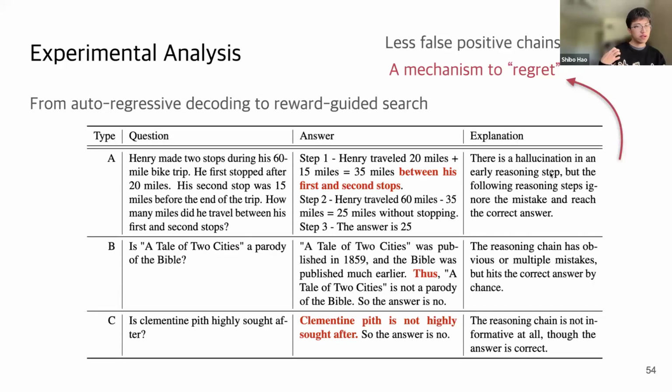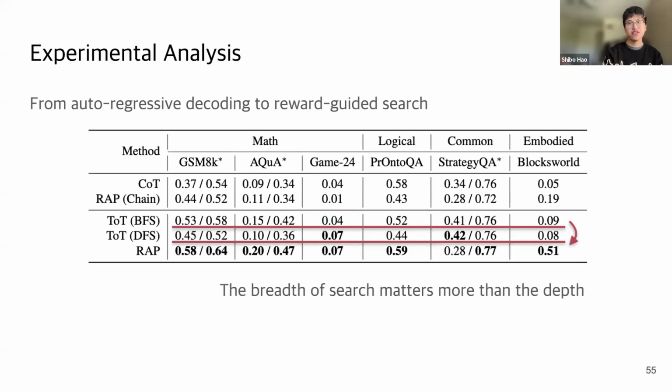But for reward-guided search, it's actually able to discard those problematic reasoning steps and simply choose the correct one, so it can avoid some false positive reasoning chains. And then we also compare different search algorithms, and we found the breadth of search matters more than the depth.